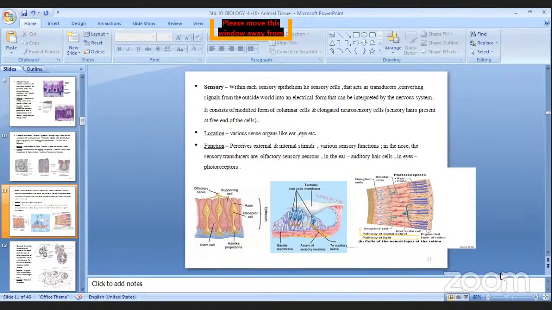Now you can see here in this first diagram, these are elongated columnar cells, this pink color you can see, and this yellow color one, they are the sensory cells, okay? This first diagram is for the olfactory nerve. See how they join forming one nerve here. And this is for the auditory. One minute, I'll enlarge the diagram.